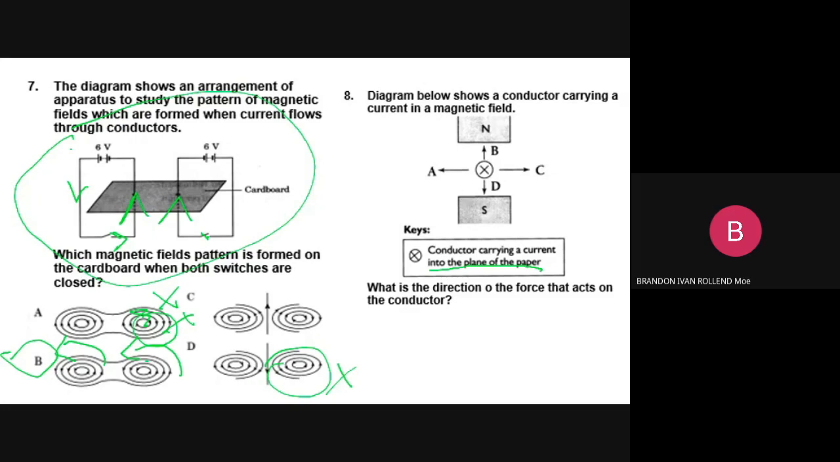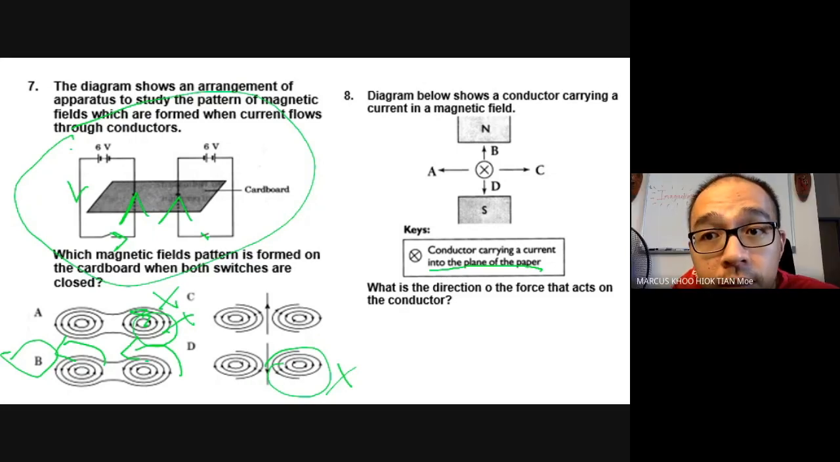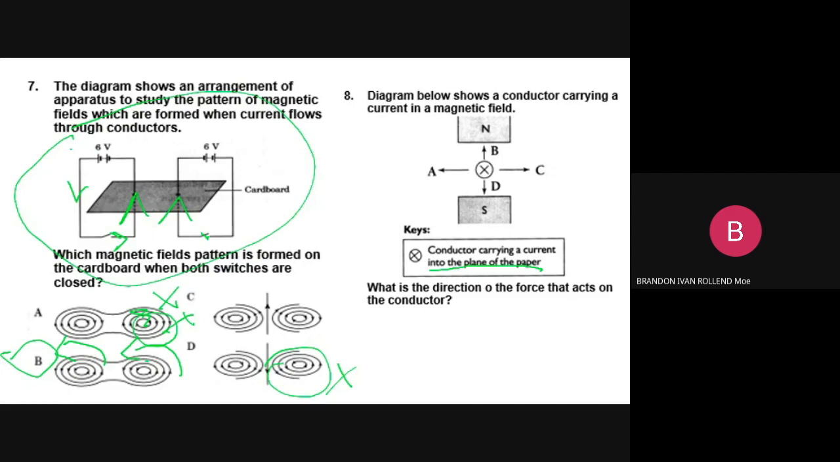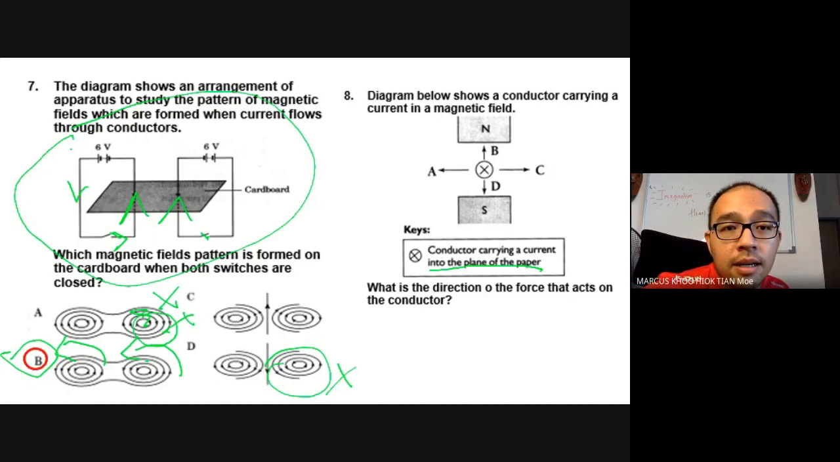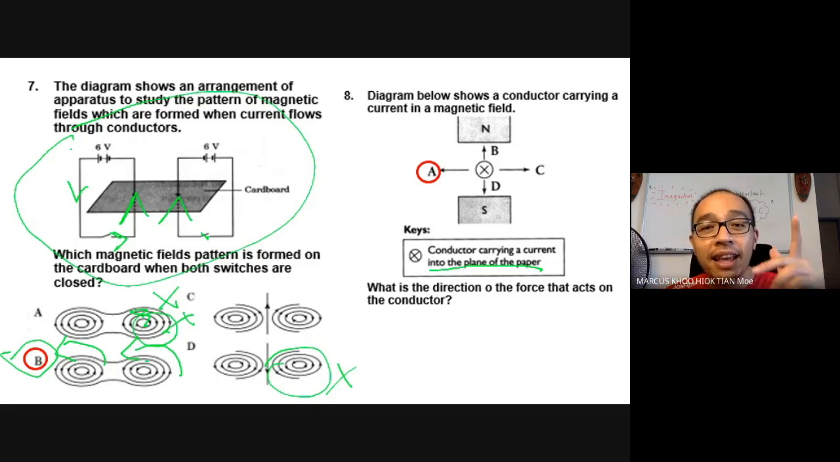C, sir. Sorry, what? C. Nope. It's A. Left hand, okay, left hand.